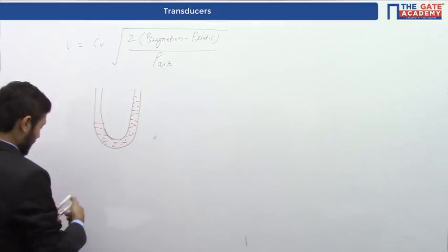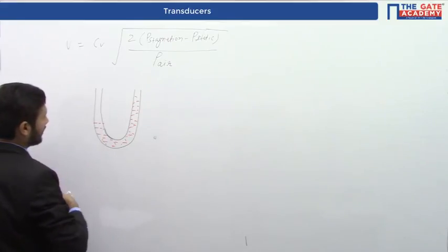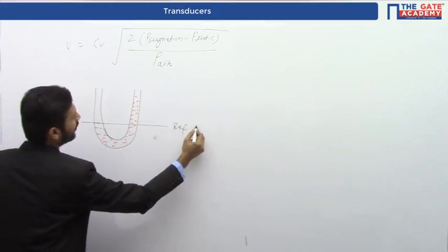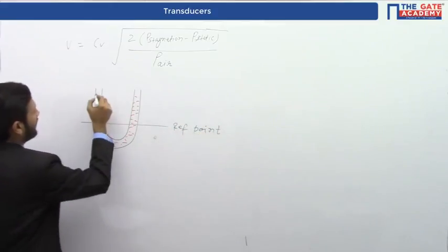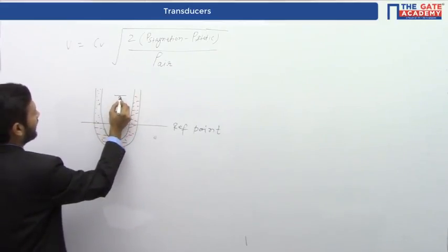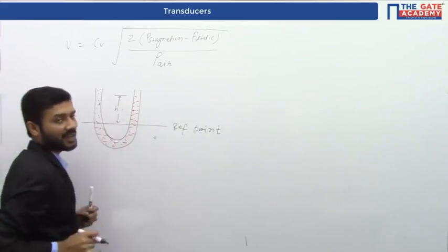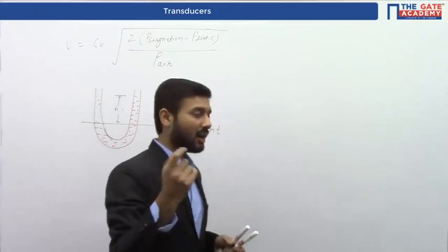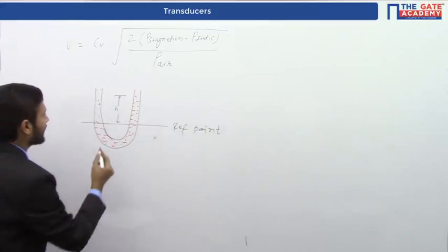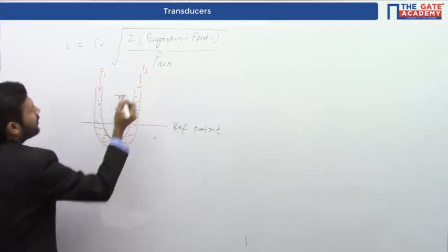Now, suppose we take this as a reference point. We know this is the flowing fluid, air. Suppose the height is given as Hm. This height is given as H. Now, at this reference point, we can write the pressure equation. Suppose the pressure here is P1 and the pressure here is P2.